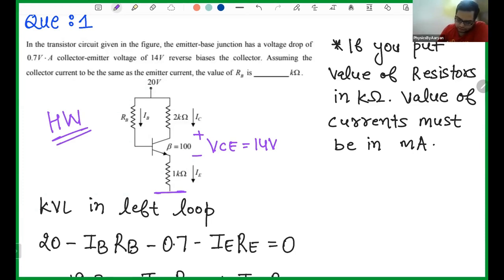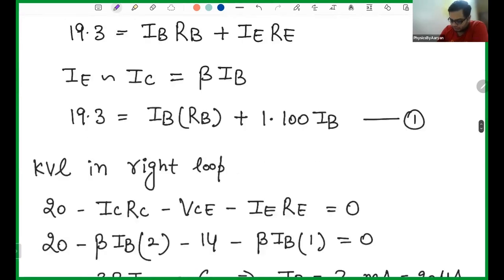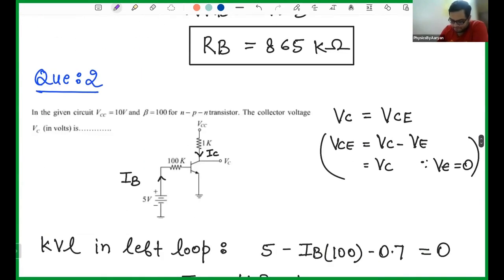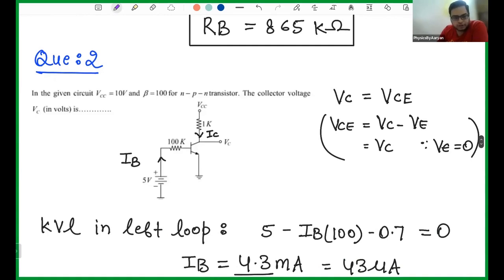You first have to write the open loop from here to here, and then you have to write an open loop from here to here. So two open loops, and once you solve those two open loops, you will get your answer. I have solved this problem. You can look at this. Okay. Then this question also, again your homework.